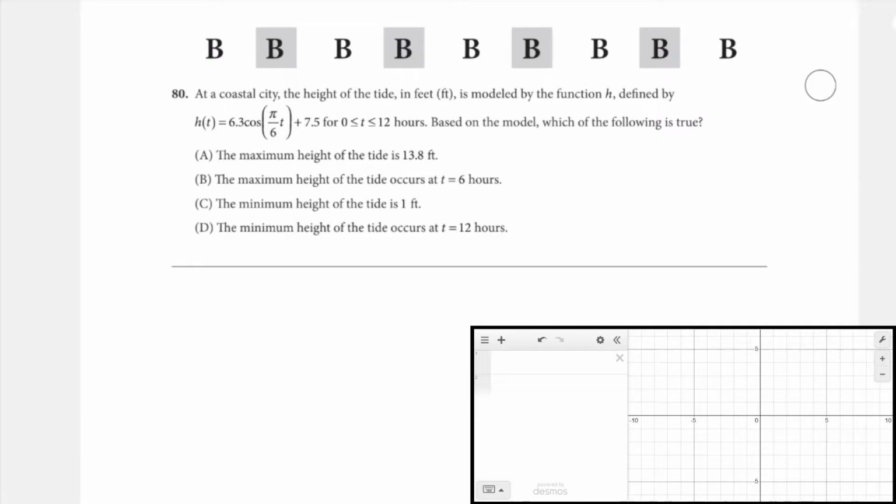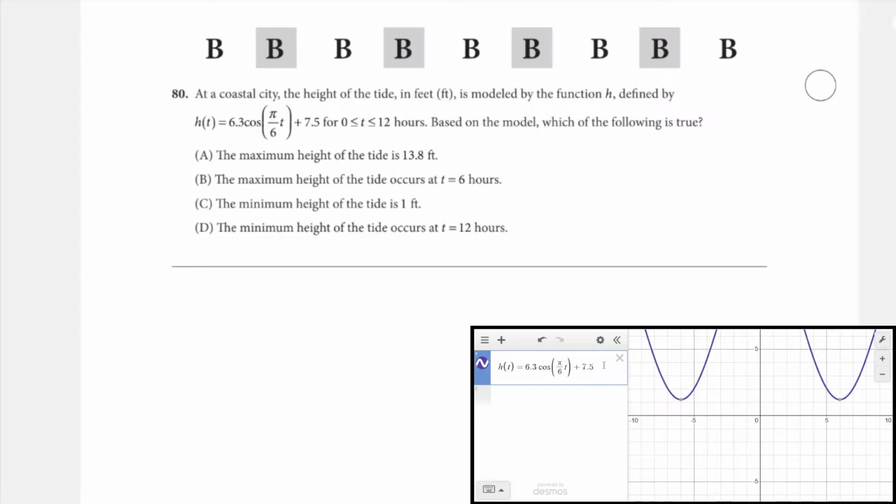All right, so at a coastal city, the height of the tide in feet is modeled by the function h given by h of t is this. I should probably type this into the calculator. h of t equals 6.3 cosine of pi over 6 t plus 7.5. Okay, and for 0 to 12.